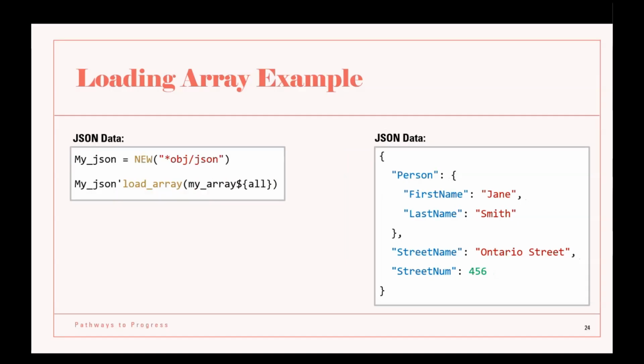And this is what loading the same array into the JSON object would look like. We create a new JSON object, and then we use the load array function, passing in the data from my_array$. And you can see on the right that this data is identical, but is now actually within our JSON object.